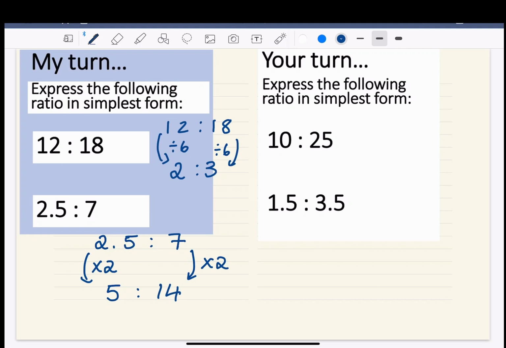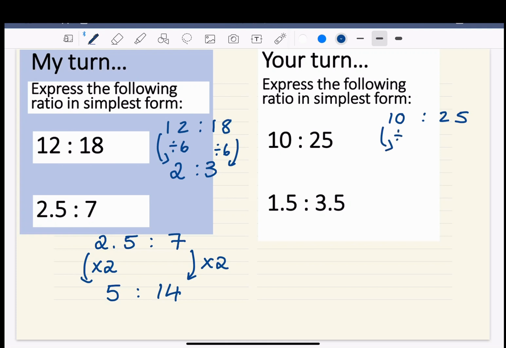So, your turn. First of all, I've got 10 and 25. I look at 10 and 25. They're not both even, so I can't go dividing by 2. They're not in the 3 times table. I know 10 certainly isn't. But I take a look, they end in a 0 and a 5, which means they're both in the 5 times table. I'm going to divide both sides by 5.